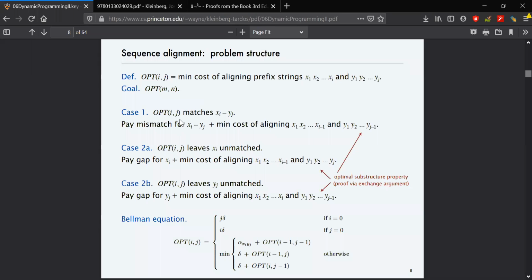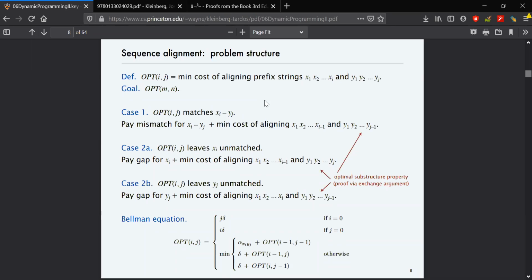Now let's look at this thing, opt ij. When you are matching till i and j, what all things can happen? We are interested in the indices xi and yj. These are the last points. So what all things can happen? Your output, as discussed, has 3 cases. The first case is that your output matches xi and yj.